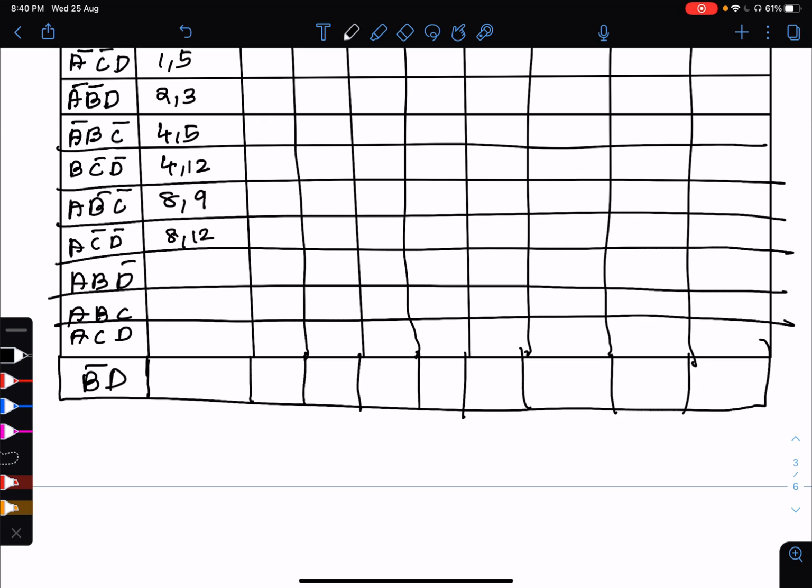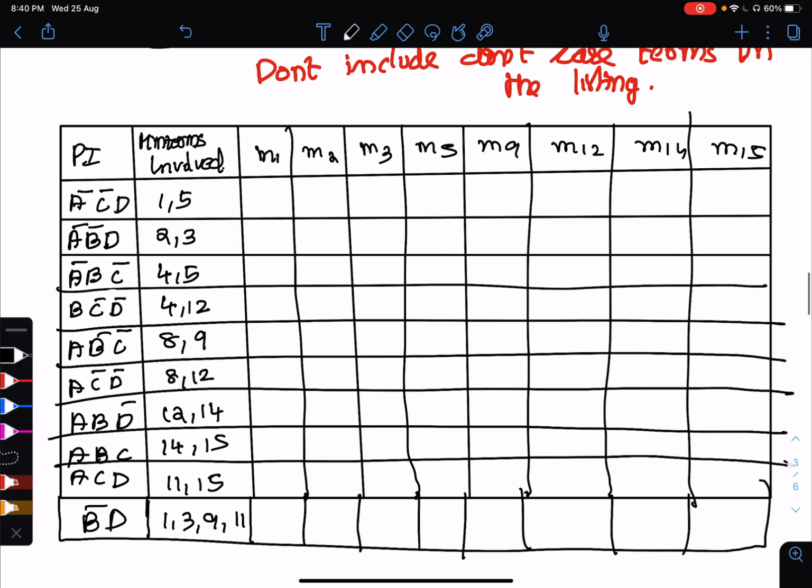A B D dash, that is 12, 14, and the A B C, that is 14, 15, and the 11, 15, last 1, 3, 9, and 11. If you complete, you can skip. A C D. Okay, there is one more mistake. It's not A B. No, A C D, that's correct. Okay, sorry. A C D. So this is our minterm.